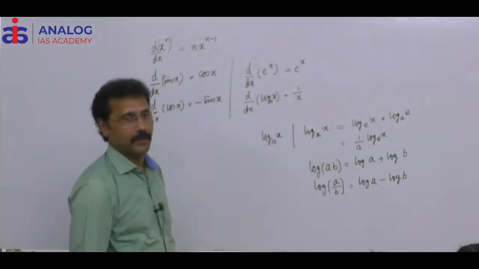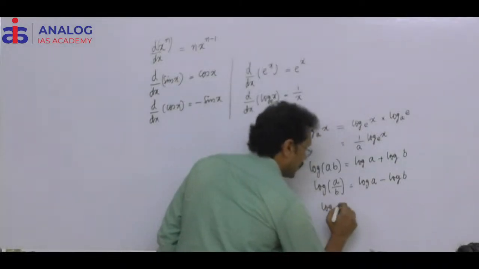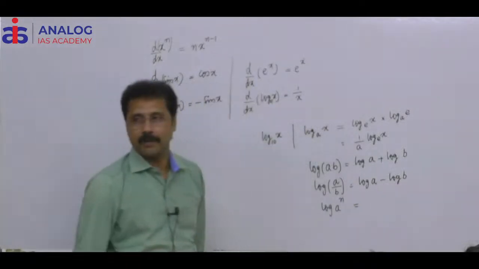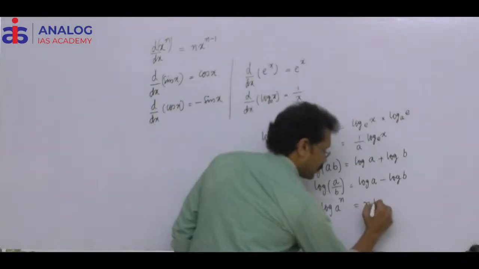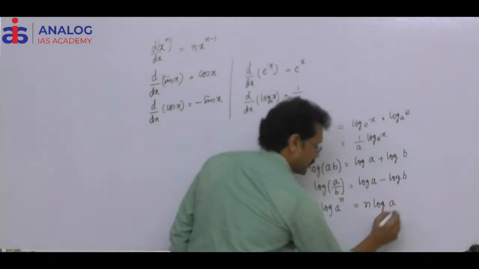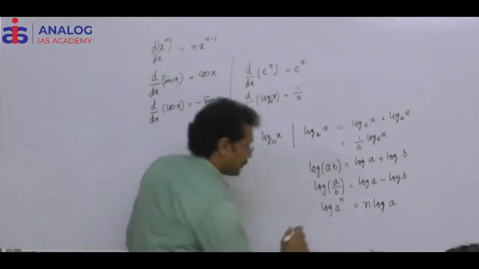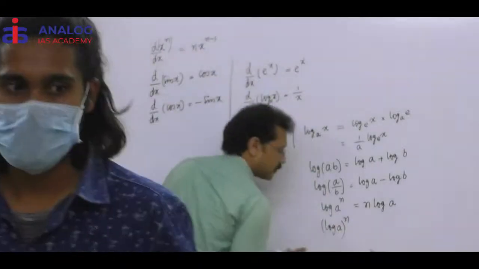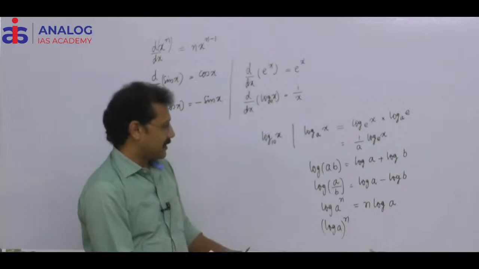And then suppose I have something like log A power n. That is n times log A itself, n times log A. Be clear here, this is not the same as log A whole power n. Both are not the same.